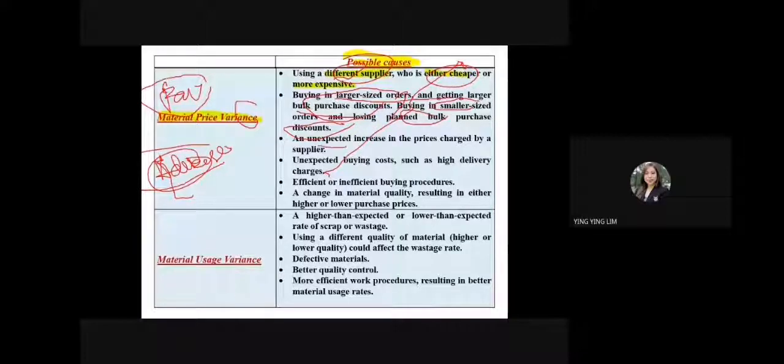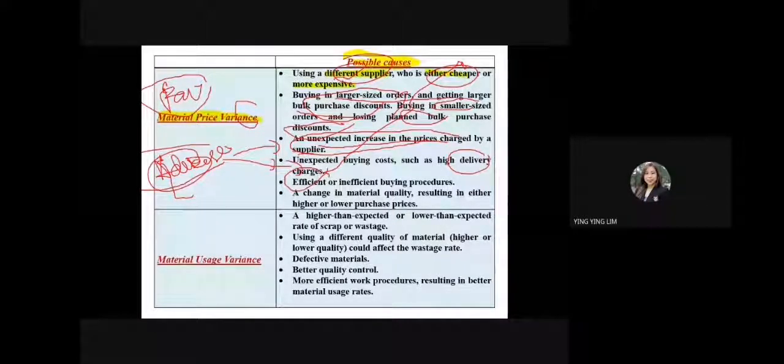Or it could be an unexpected increase in price charged by the supplier. For this point, your variance must be adverse. Only if it is adverse can you talk about this point, because in actual you are paying more. Maybe there is an unexpected increase in the price charged by the supplier, maybe due to the external market environment, due to inflation. Or you can talk about unexpected buying costs such as high delivery charges. This one is definitely adverse.